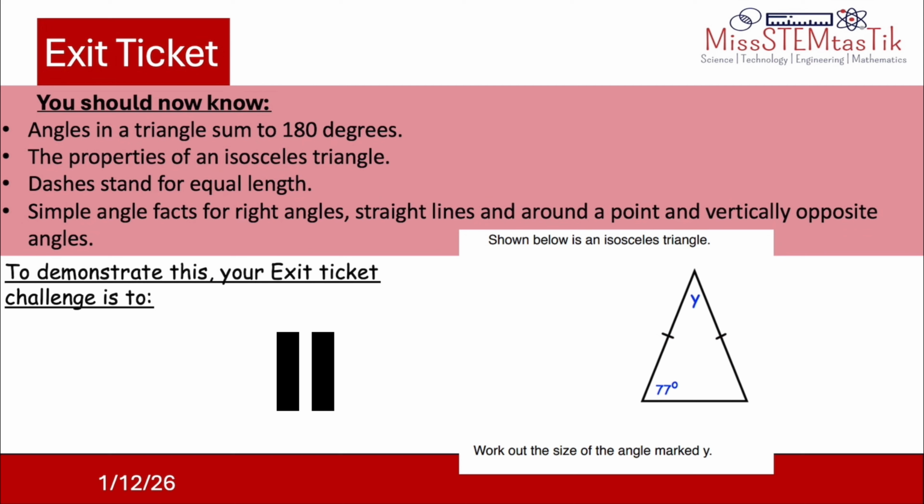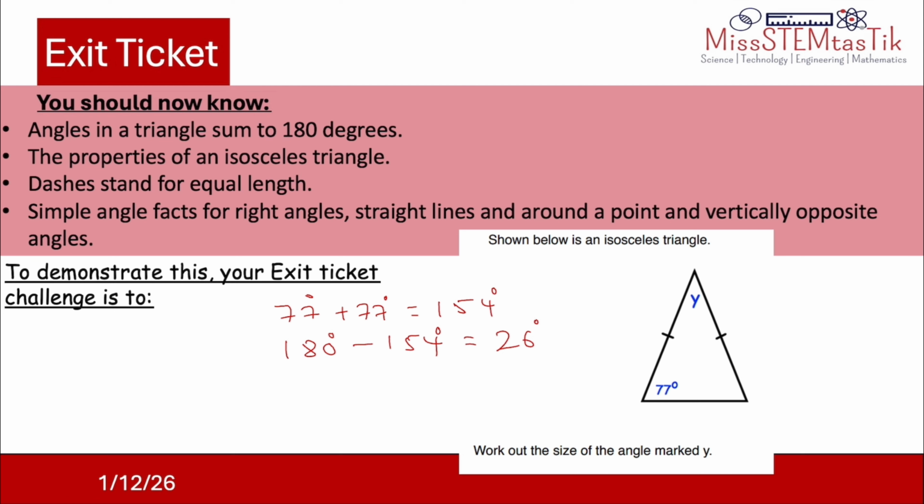And to finish off, here's your exit ticket. Okay, so we know this is an isosceles triangle because of the 2 dashes on the sides of the triangle. So that means the angle 77, we've got 2 lots of it, which is 154 degrees. 180 take away 154 degrees is equal to 26 degrees. So our angle y is equal to 26 degrees.